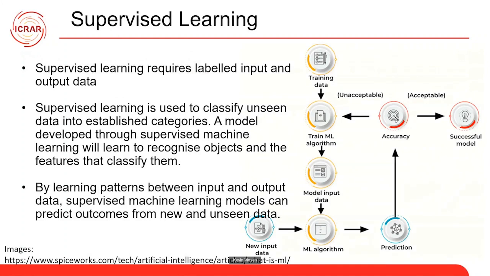Supervised learning requires labeled input and output. So supervised learning is able to classify unseen data by establishing categories. A model is developed by showing the machine learning algorithm various examples, so it learns what that looks like. And then when we present new data, it's able to make a prediction on what it is. Now, what the system does is go through many iterations to do this. This is what most machine learning systems are used for.